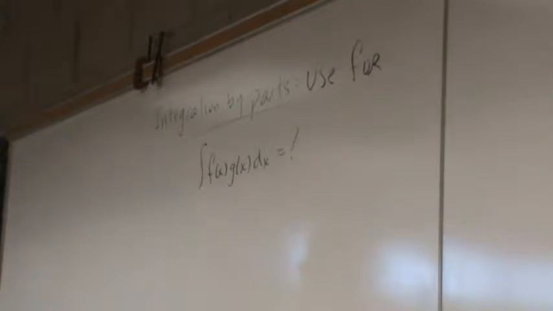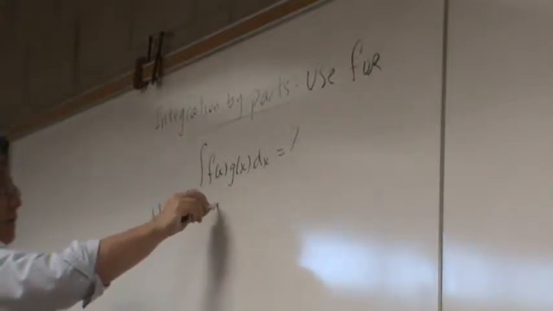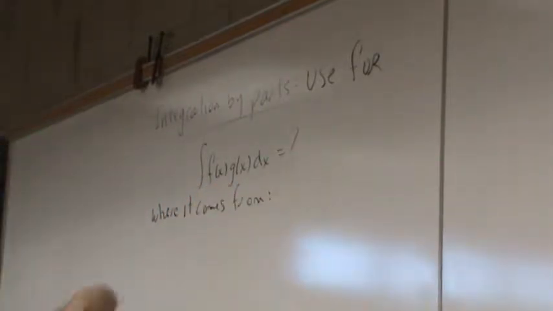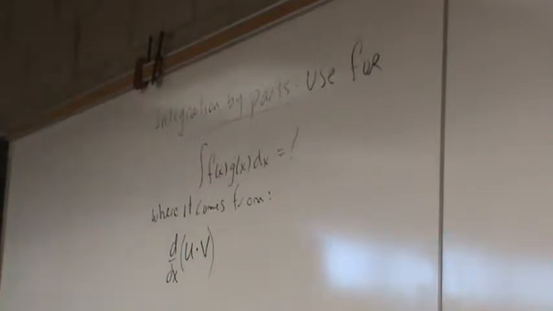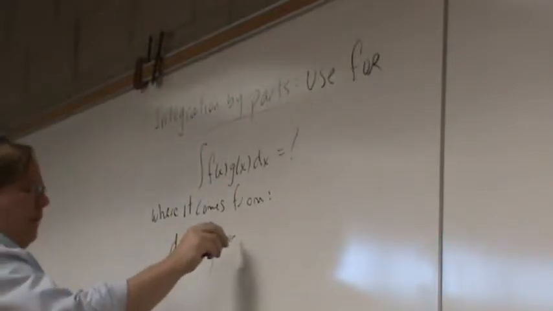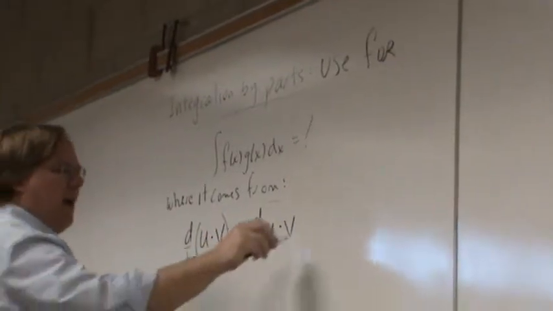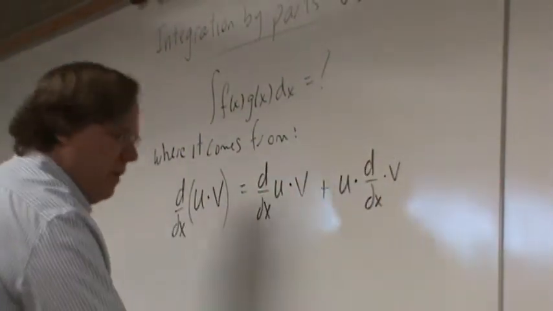Okay, let me show you where it comes from. And please do not write this down. It comes from the product rule. Imagine I had two functions, u and v, that are both functions of x. And suppose I wanted to take the derivative of uv with respect to x. Well, we know how product rule works. It'll be the derivative of the first guy times the second guy plus the first guy times the derivative of the second guy.